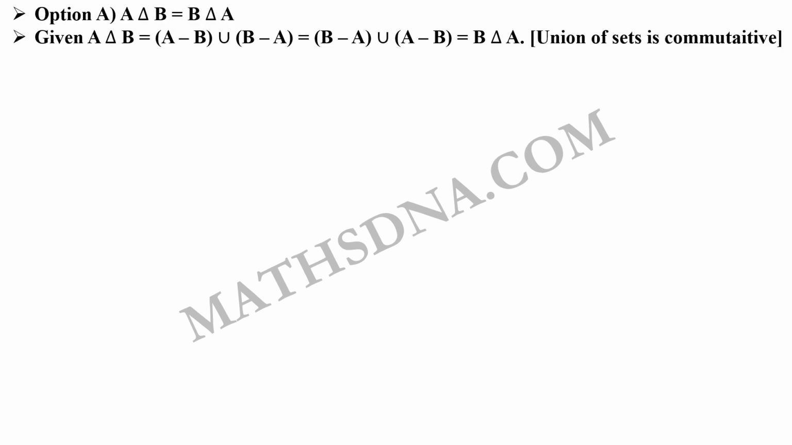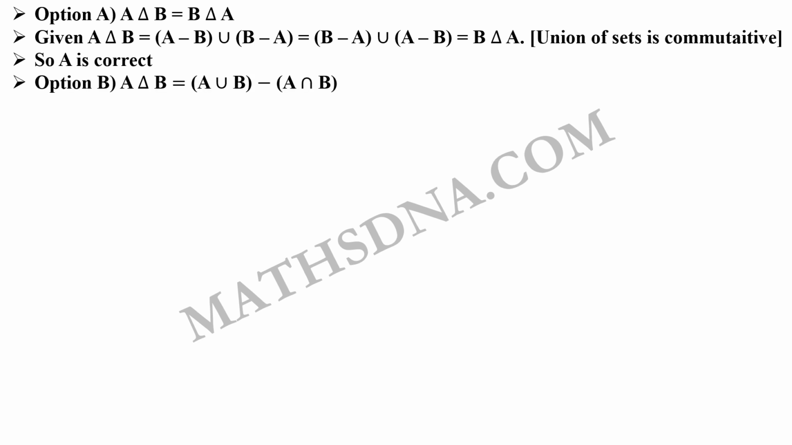Now, moving on to the solution. As per the given data in the question, option A says A delta B equals B delta A. We have to check it. So A delta B is nothing but A minus B union B minus A, which equals B minus A union A minus B, as union of sets is commutative, and which equals B delta A. So option A is correct.